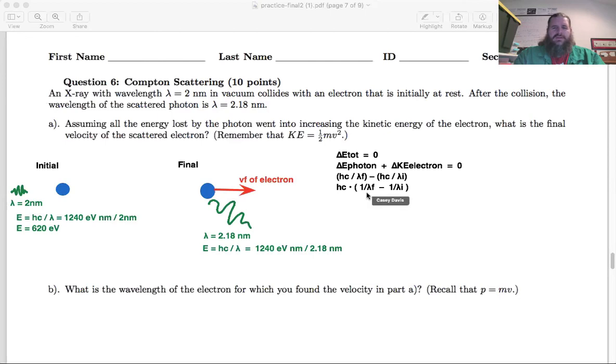And you could write it out like this. You could subtract 1 over 2.18 minus 1 over 2, simplify that, and then multiply that by HC. But I think it might be easier in this case to just calculate the energy before and the energy after. Like the 1240 divided by 2.18 is about 568.8. And these are in electron volts, which is a unit of energy. We might need to convert that to joules later, but we can do that separately.